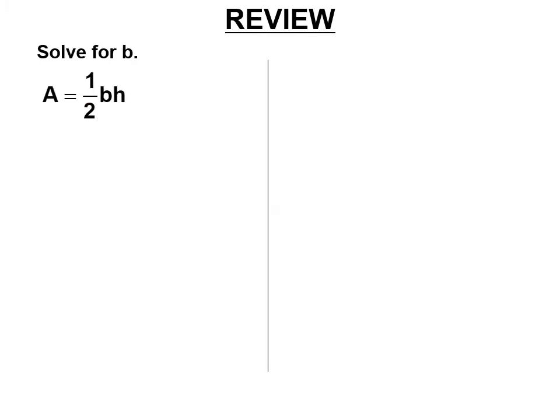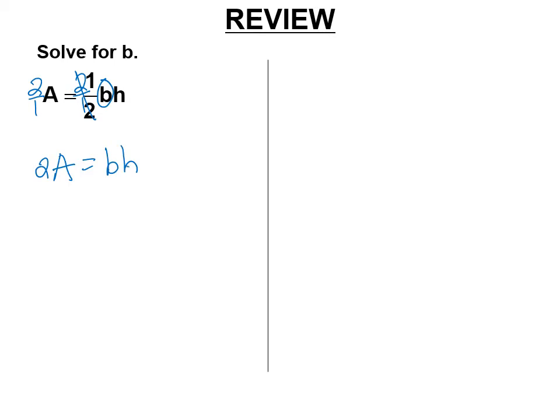All right, then we solve them for letters, and this is probably where we're going to separate the A's from the B's on the test. All right, so it says solve this for b. How do you get rid of a fraction coefficient? You multiply by the reciprocal. So we're going to multiply both sides by 2. We get 2a, that cancels out, and we have bh.